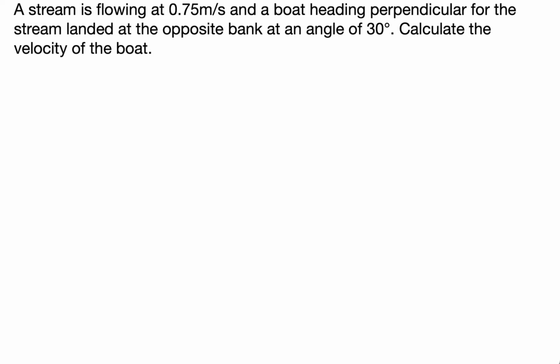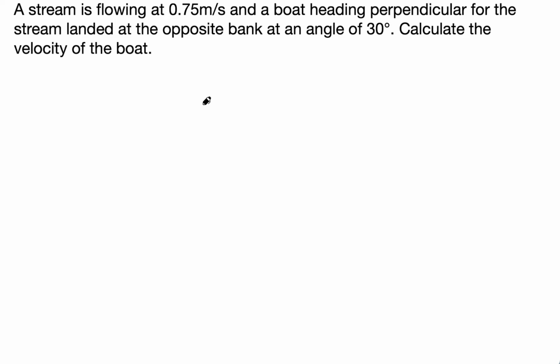This is a UTME physics problem. Even though this question is not properly worded, let's solve it regardless. The question says that a stream is flowing at the rate of 0.75 meters per second, and a boat heading perpendicular to the stream landed at the opposite bank at an angle of 30 degrees. Calculate the velocity of the boat.